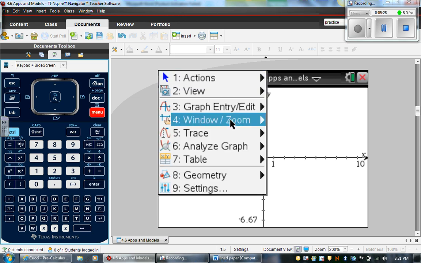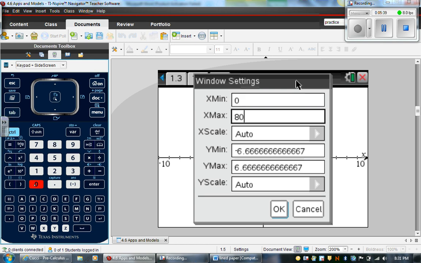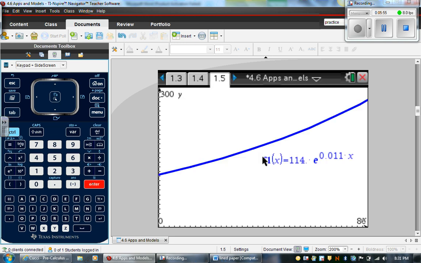So menu, window settings. My x minimum, since we're talking in terms of time, time is our domain. We don't need negative time. We're going to start that as 0. And let's say this is 80. We're talking about years here. So 80 years is a pretty good stretch of time. My minimum y value, we'll make that 0. And my maximum, let's say 300. And that's just kind of like a guesstimate. Well, that gave us a pretty nice function. All right, so there's our graph.